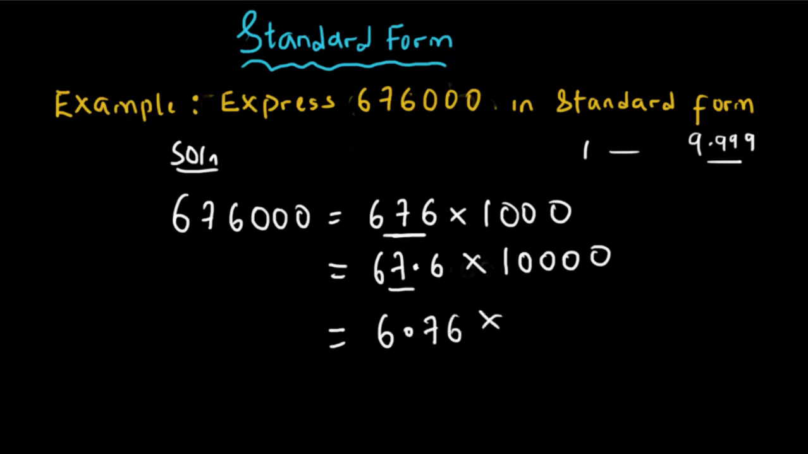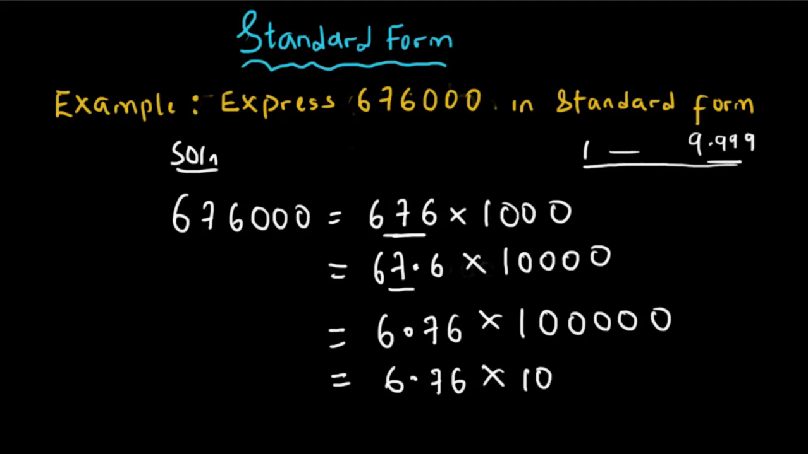And we add another 0. So we'll have 5 zeros. Do you understand? Now 6.76 is between 1 and 9.999. So it means that our answer will be 6.76 times 10 raised to power... How many zeros do we have? 5 zeros. And this will be our answer. Do you understand? So you want to make sure that your a is between 1 and 9.999. Does that make sense?